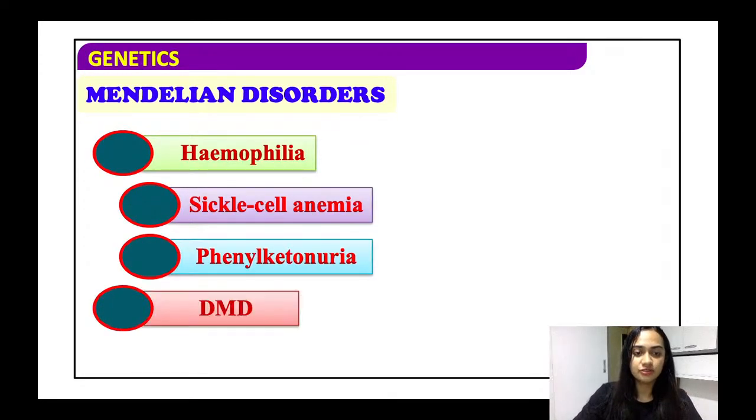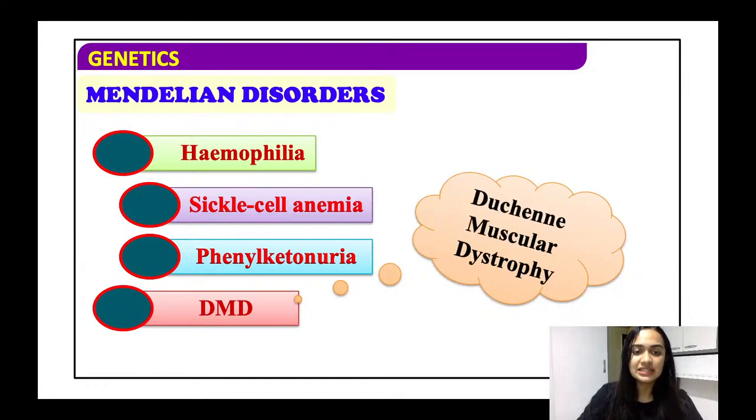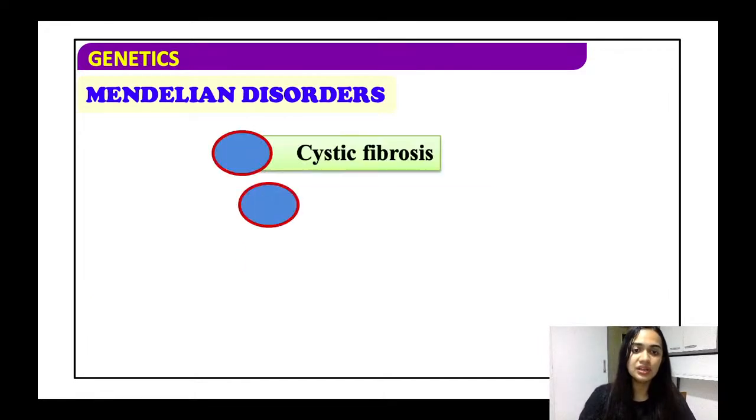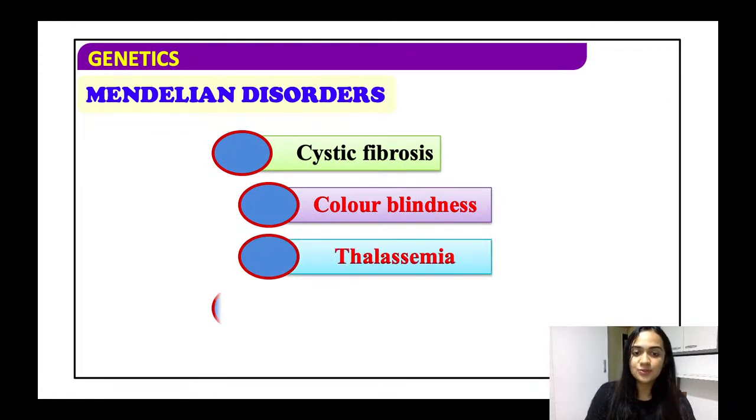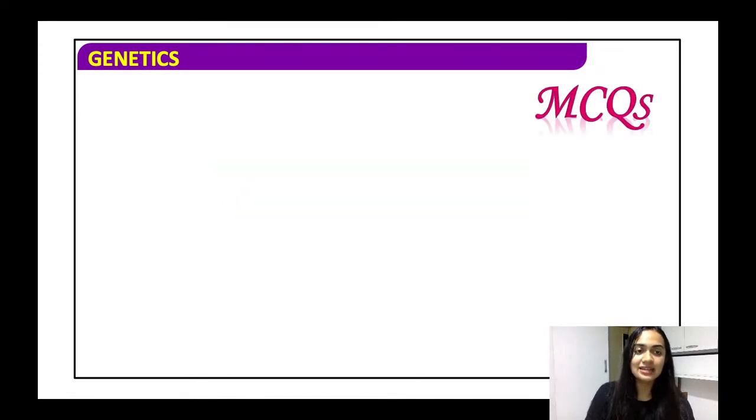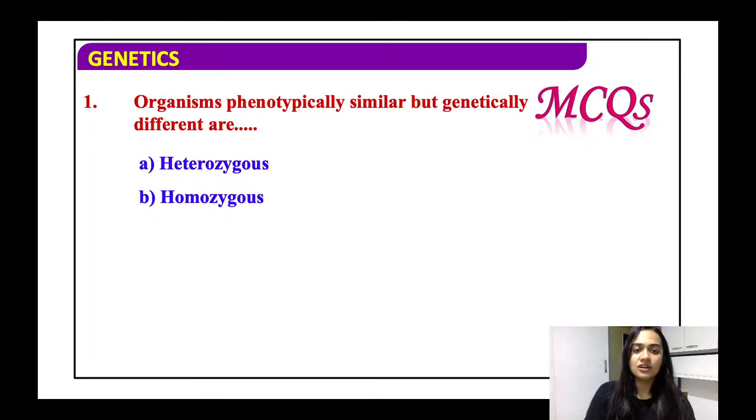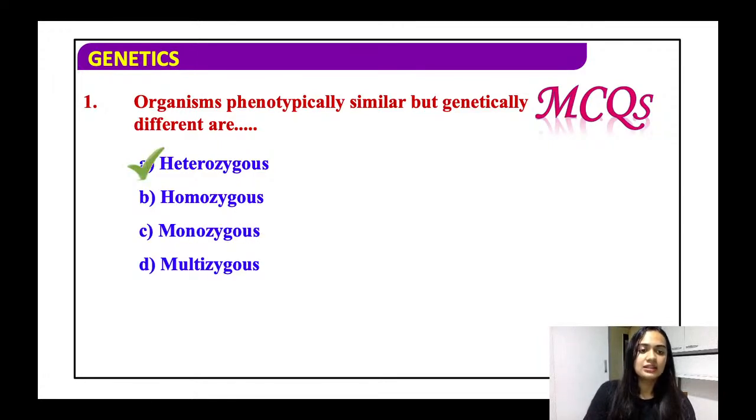Mendelian disorders are the following that you need to remember: hemophilia, sickle cell anemia, phenylketonuria, and Duchenne muscular dystrophy, commonly known as DMD. Other than that, we have cystic fibrosis, colorblindness, thalassemia, and albinism. Organisms phenotypically similar but genetically different are known as heterozygous. Phenotypically similar because in the case of the dominant one, even this will show a disease, but these are genetically very different.